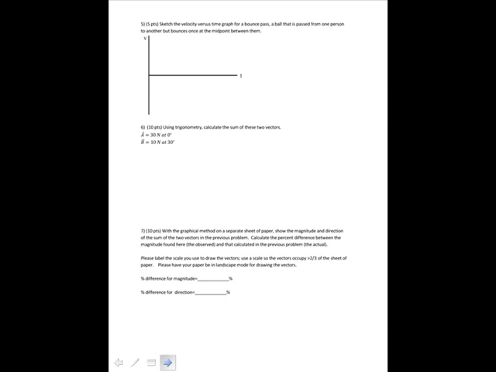Sketch the velocity versus time graph for a bounce pass, a ball that is bounced from one person to another. This is just like in the class. Here we have a bounce pass. The velocity versus time looks like this. Initially, before the bounce, the velocity is increasing in the negative direction, and then it bounces, and there's a discontinuity here, and then it's decreasing. The velocity in the y direction is decreasing in the positive direction.